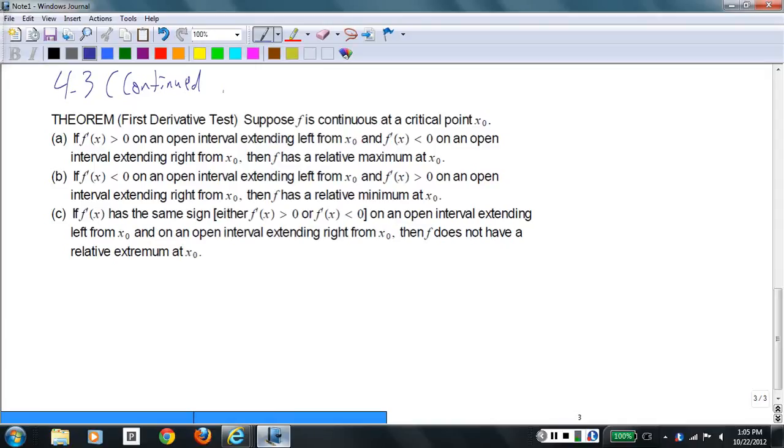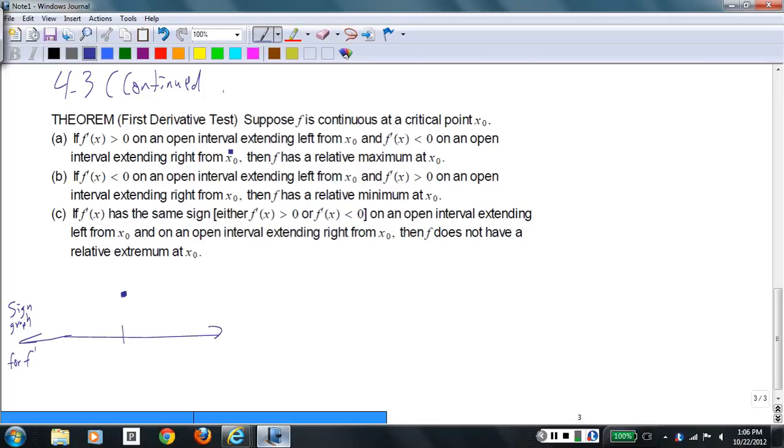Suppose f is continuous at a critical point x sub 0. We've also called these critical numbers. Critical values also would work. And we have this additional information about the sign of the first derivative on open intervals extending both to the left and to the right. So imagine a point on the graph, and I'm going to construct a little sign graph for f prime.